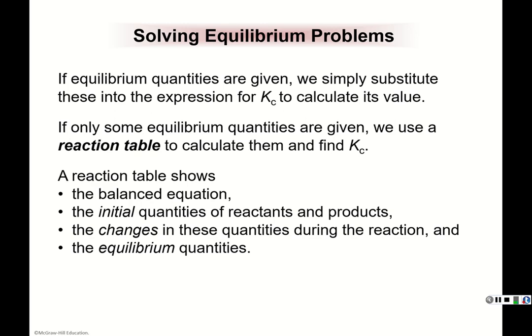Right, and what the reaction table shows is that at first you need the balanced chemical equation, as with most chemical problems that you're going to solve. Then you need the initial quantities of the reactants and the products. That's the I. Then you need the changes in these quantities, and that's usually something you don't know, so you use a variable, most commonly x. And then finally, the equilibrium quantities.